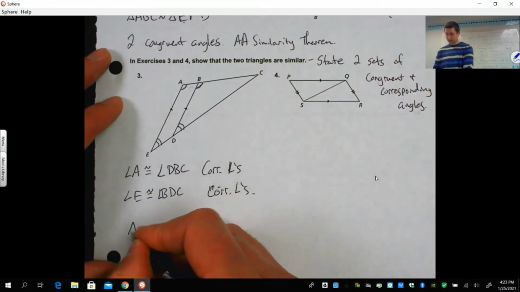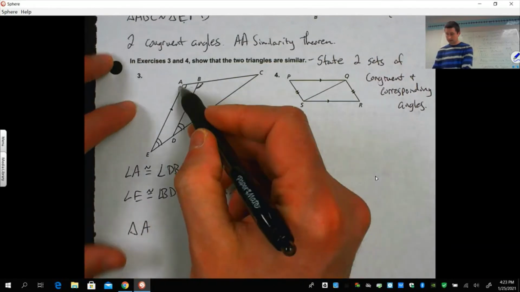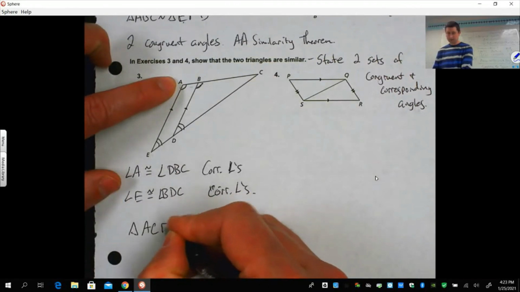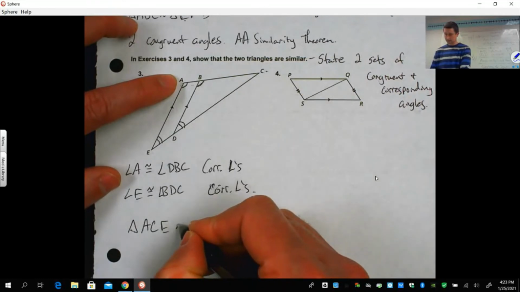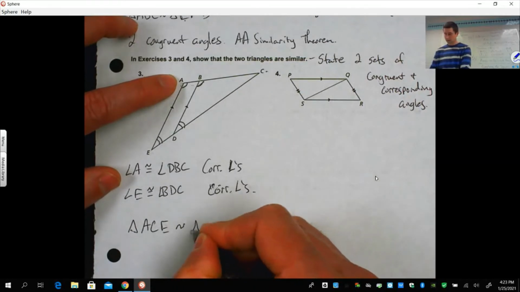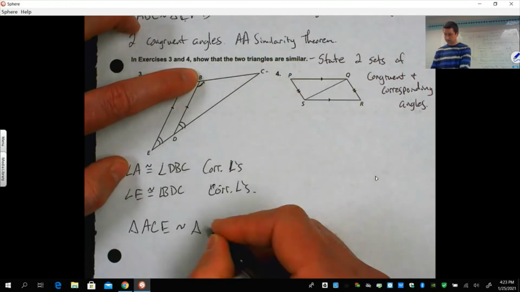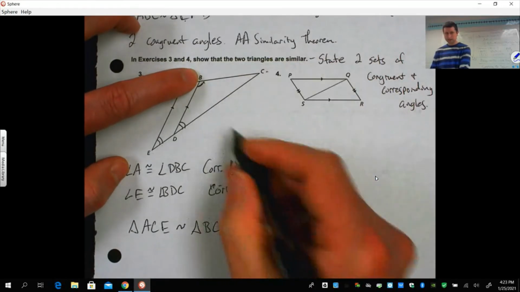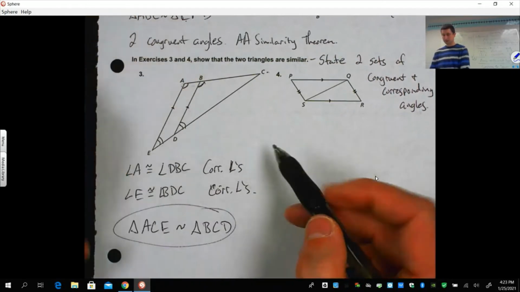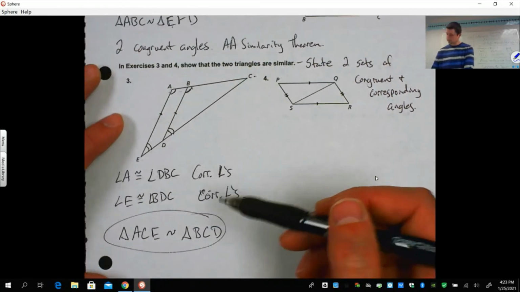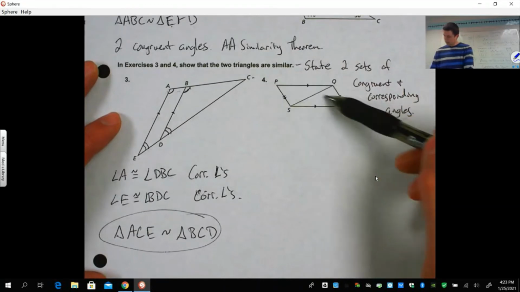So we have triangle ACE, triangle ACE is similar to triangle BCD. Okay, there would be your similarity statement. Okay, angle-angle similarity. Okay, we have two sets.